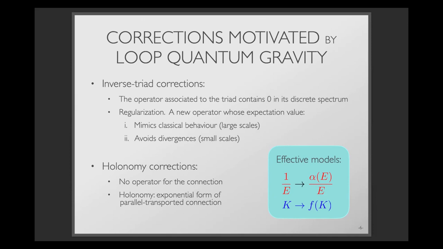Second, we have the holonomy corrections. In loop quantum gravity, the connection doesn't have a well-defined operator, and one must consider the holonomy, that is the exponential form of parallel transported connections. These holonomies do have a definite operator, and in our effective approach, we will substitute the connection components with free functions. Remarkably, these corrections are the ones responsible for singularity resolution in cosmological scenarios, and we will be paying special attention to them.